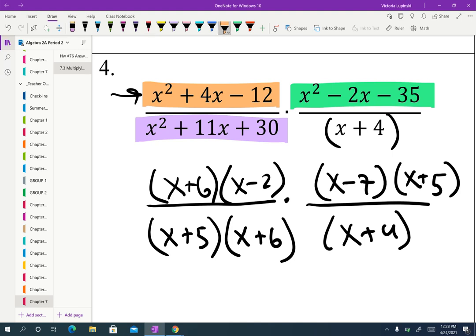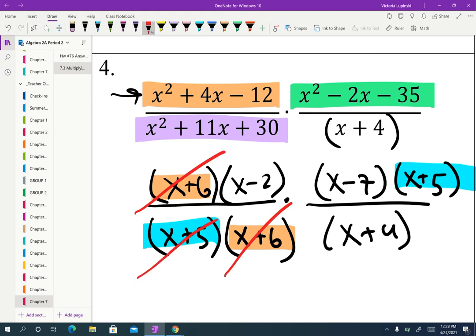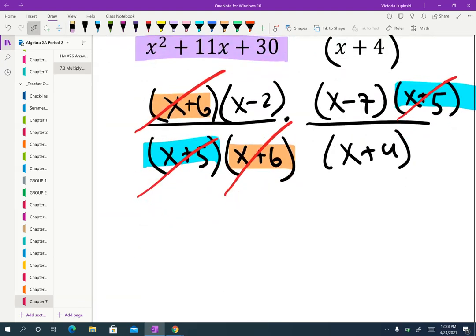So I spy an x plus 6 and an x plus 6. Again, it doesn't matter if they are in the same fraction or the opposite fractions. I am definitely allowed to cancel those. Similarly, with the x plus 5 and the x plus 5, those are exactly the same, so I'm going to go ahead and cancel those. There are no other common factors to the top and bottom.